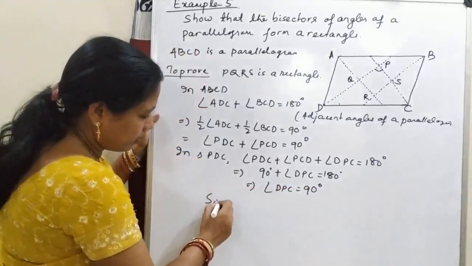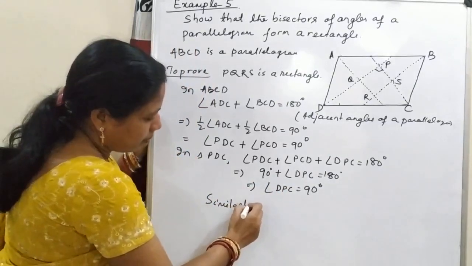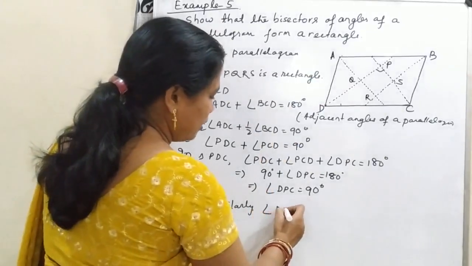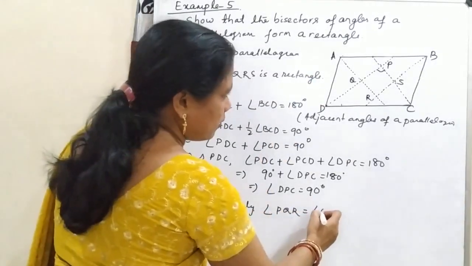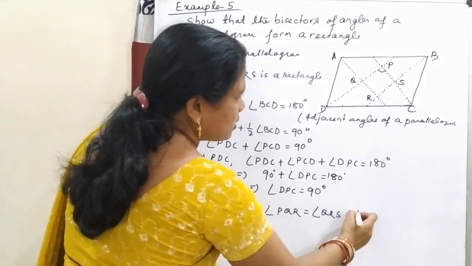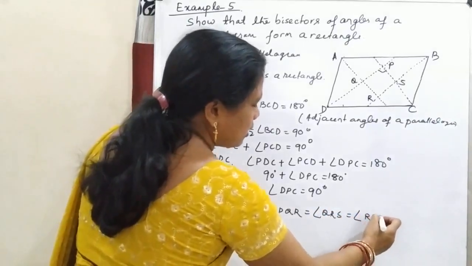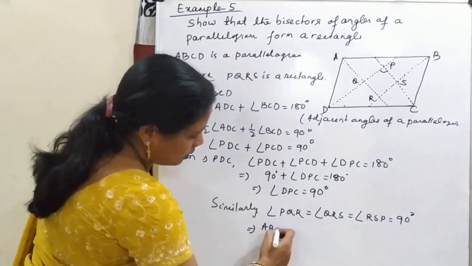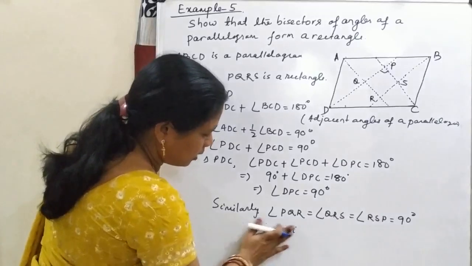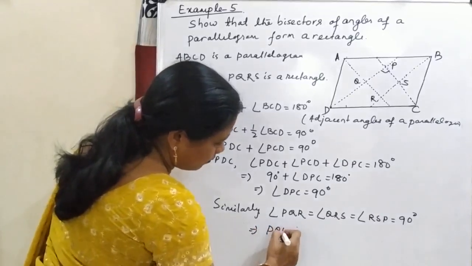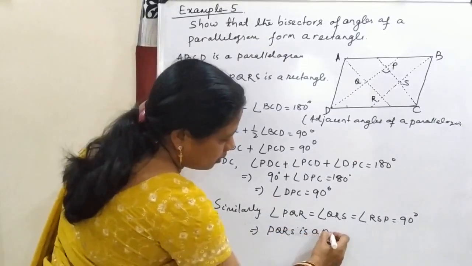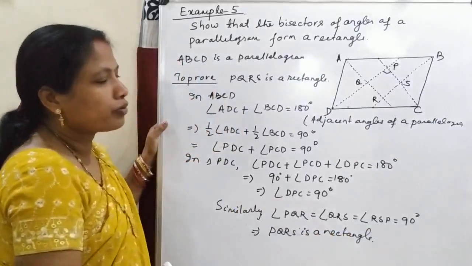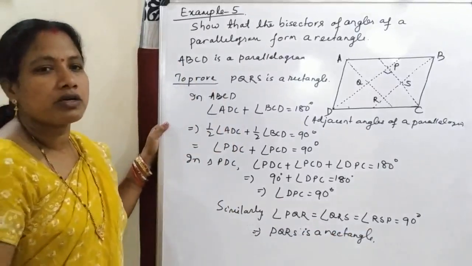Similarly, by taking the other three triangles, we can prove that angle PQR is equal to angle QRS is equal to angle RSP is equal to 90 degrees. So this implies PQRS is a rectangle. In this way, we can prove any problems by using the properties of parallelograms.